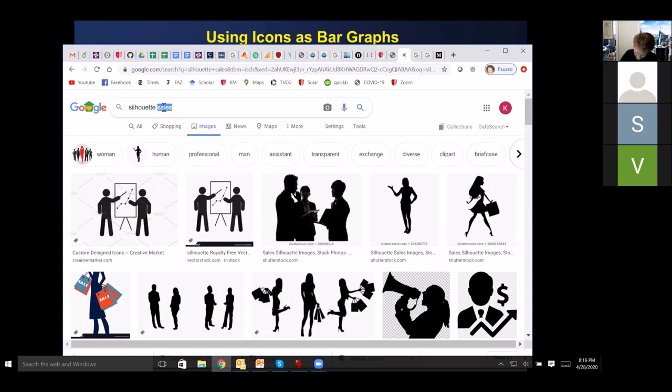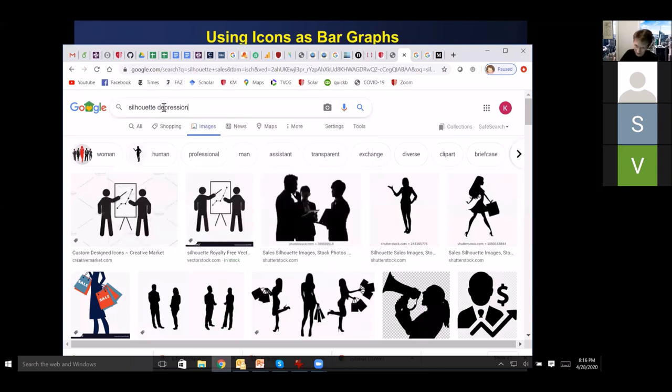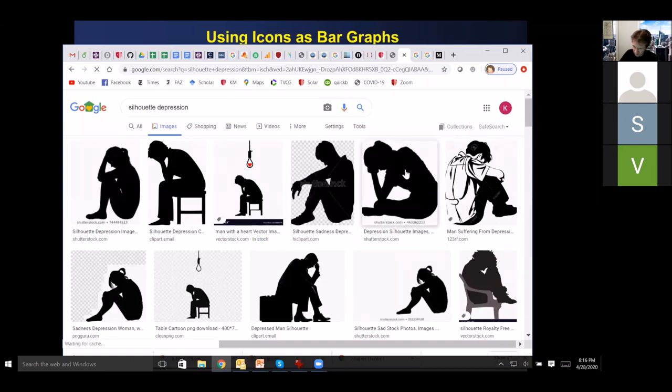Silhouette. You can even do silhouette depression, right? You can get a person who's depressed, so you can now fill it. You can say movies make you this depressed, or files make you this depressed. Bad grades make you even more depressed. You can basically use this to fill a pie chart or a bar chart. Just the silhouette becomes a carrier.